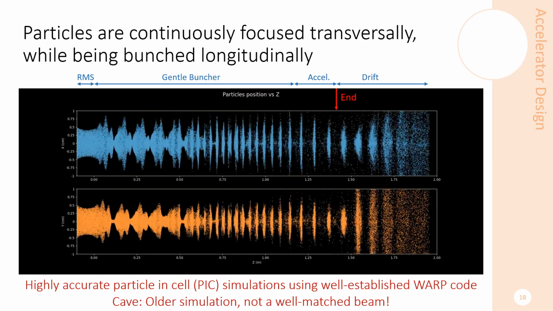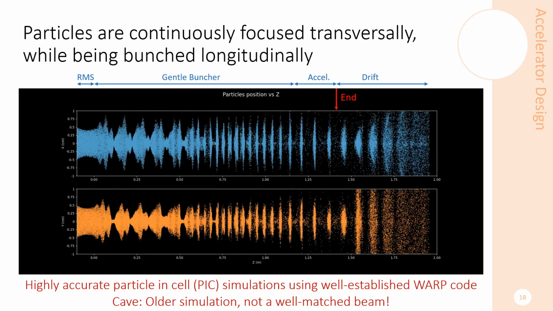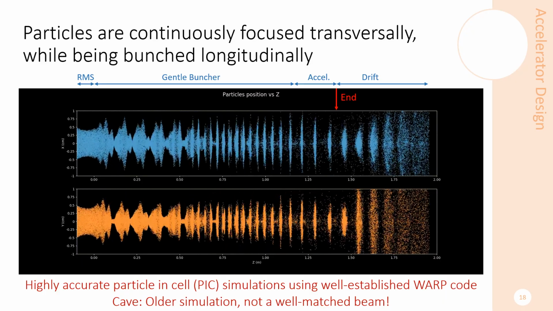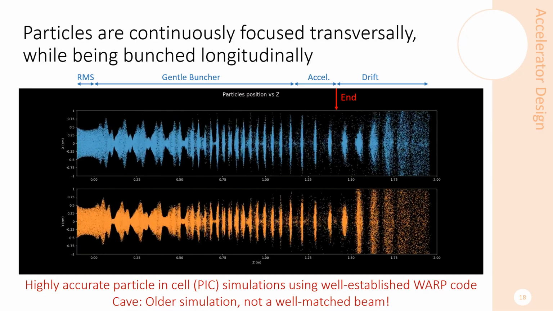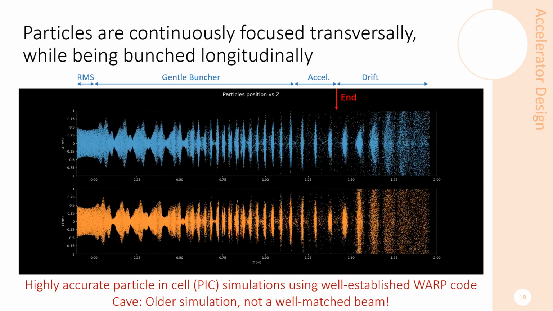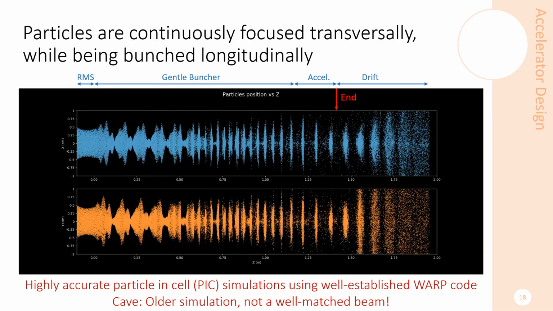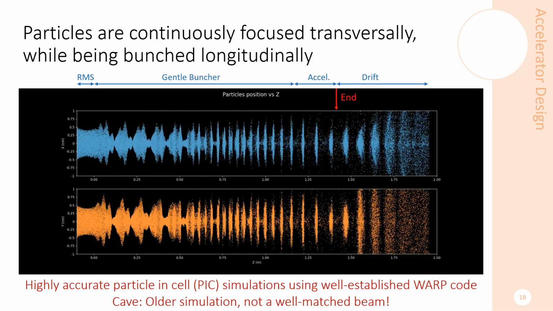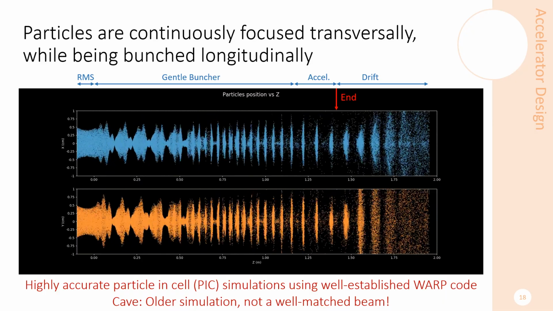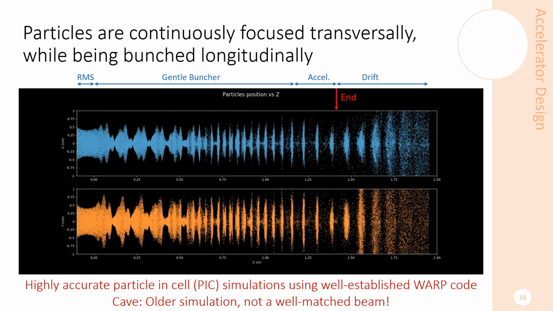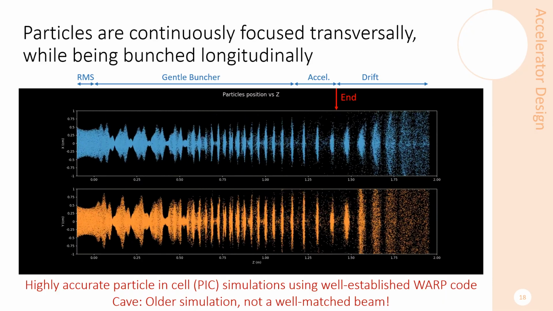Here I'm showing a simulation that was done with the highly accurate particle-in-cell code Warp. Warp is being developed at Lawrence Berkeley National Lab and is pretty well established. What you can see here is that the beam is coming from the left. It is a continuous stream of particles, so this is a full 3D simulation. No assumptions are made about the bunching ab initio.